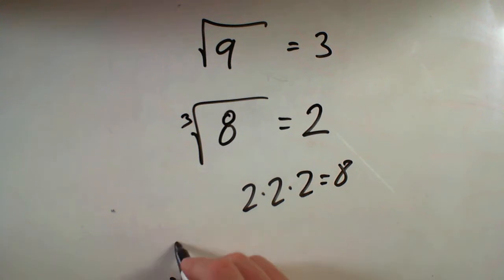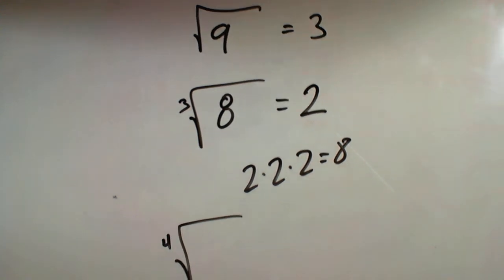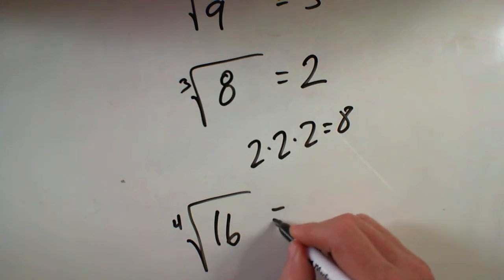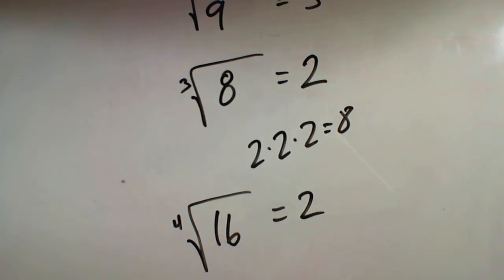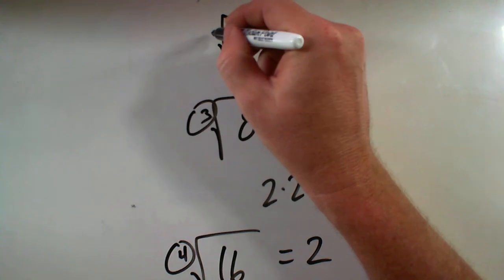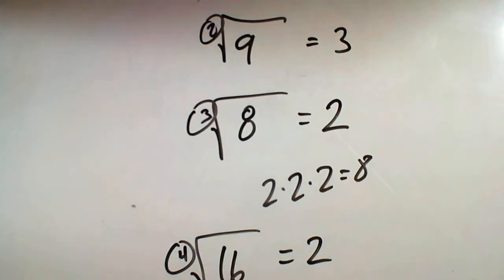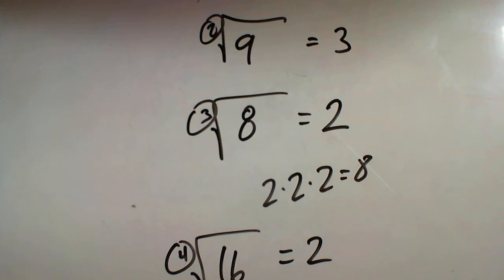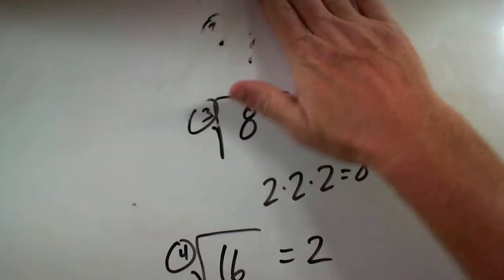Now, if I look at the quarter root of something, so like the quarter root of 16 is 2 because 2 times 2 times 2 times 2 equals 16. So this little number that we see here is called the index. And notice if there's none listed, then the index is a 2, but we never actually write that. Well, even indexes in the real number system, we do not have even indexed roots of negative numbers. Negative 9 does not have a root.